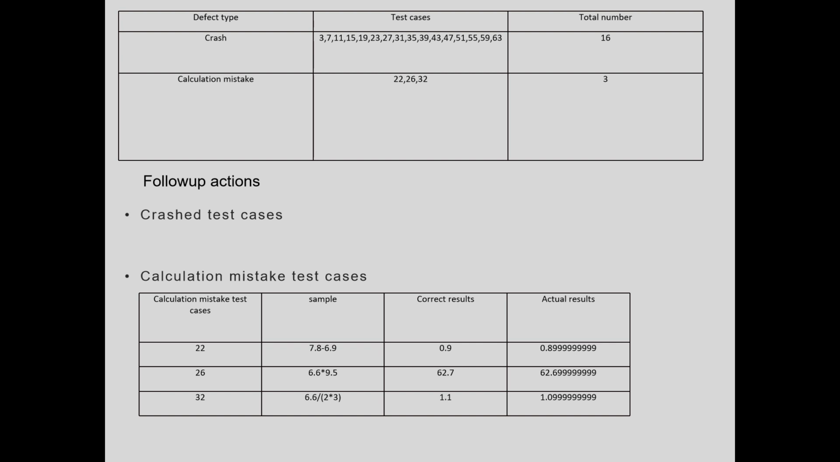Then here is the detailed table for the detected defects. From the table above, I can find that the crash rate of defects is 84.21% and the calculation mistakes rate is 15.79%. So I can conclude that crash problems occur more frequently than calculation mistakes, so the crash problem is a more urgent issue for me to fix than calculation mistake problems. Next, I will take a look into these defects.